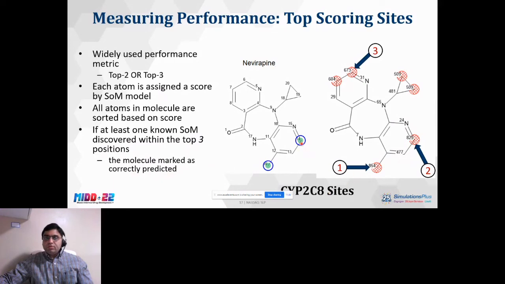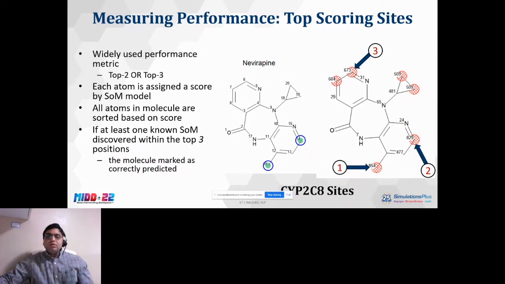In this case, we know that these two are the CYP2C8 sites, and these are the predictions of 2C8. If we rank these atoms, we can see that this is the top ranked position, and this is the second ranked atom. Both these atoms are correct, within the top three positions of the ranks. That means this compound is correctly predicted by 2C8.